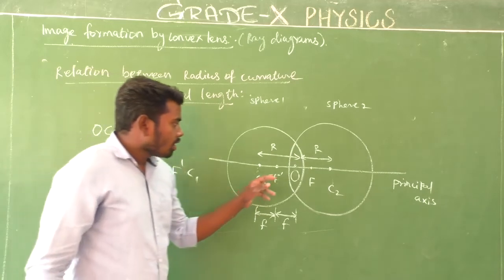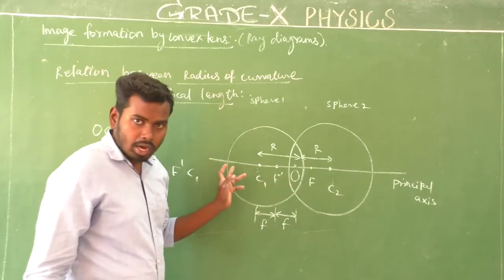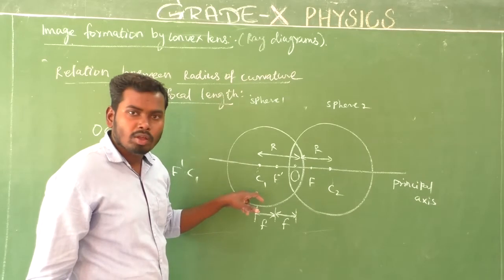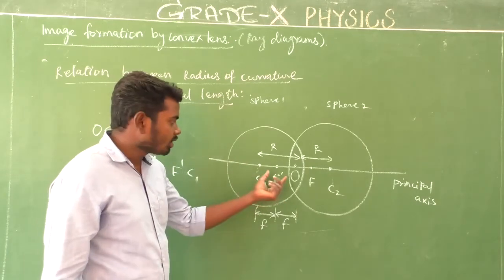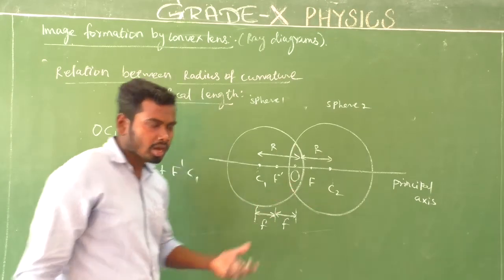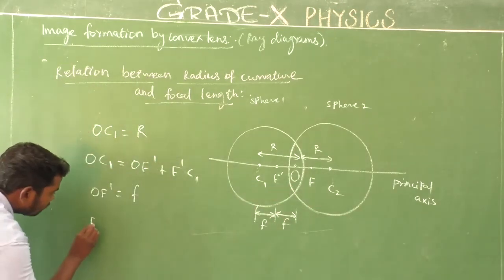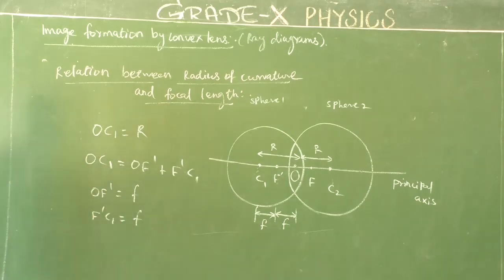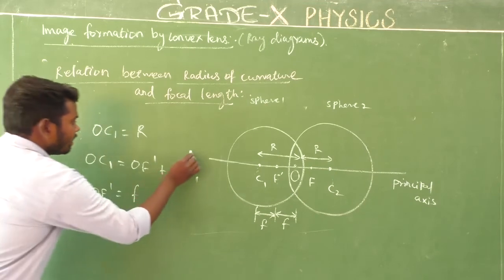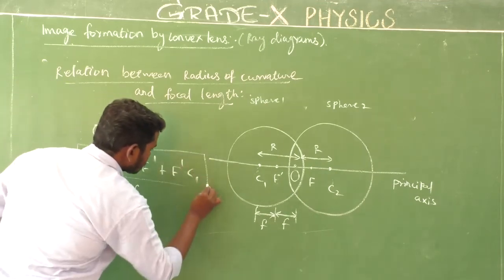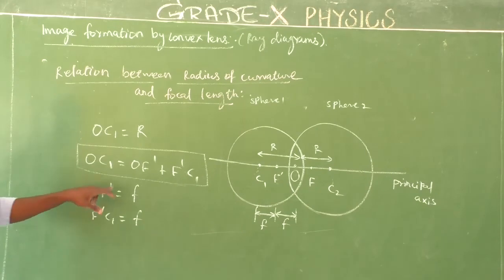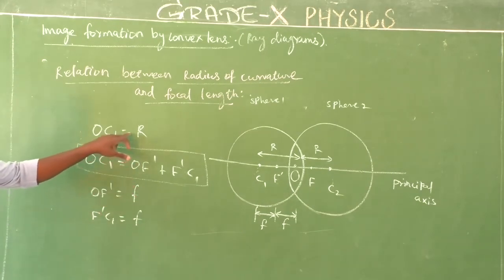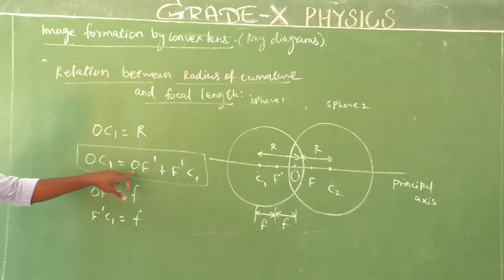Yes. Next one, if OF dash value is F, what about the F dash C1 value? That will be F, because the two distances are equal. Is it clear? So F dash C1 is equal to F. Very simple. Okay. Now substitute the R values, this value and that value, in this equation.